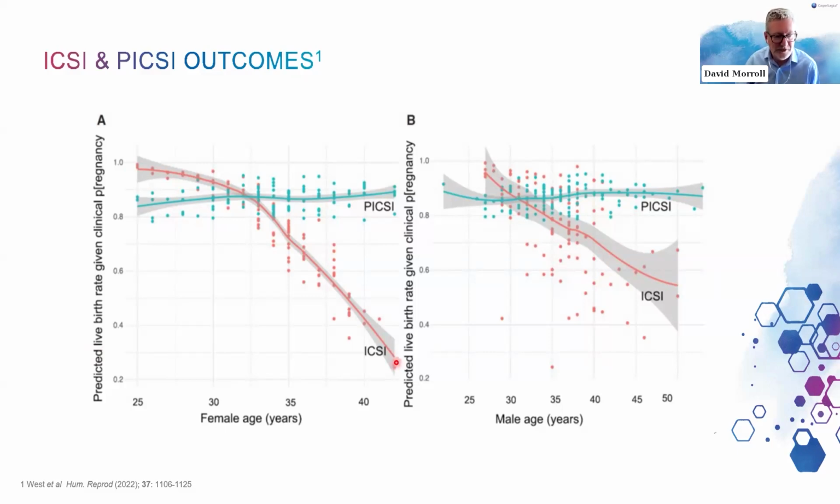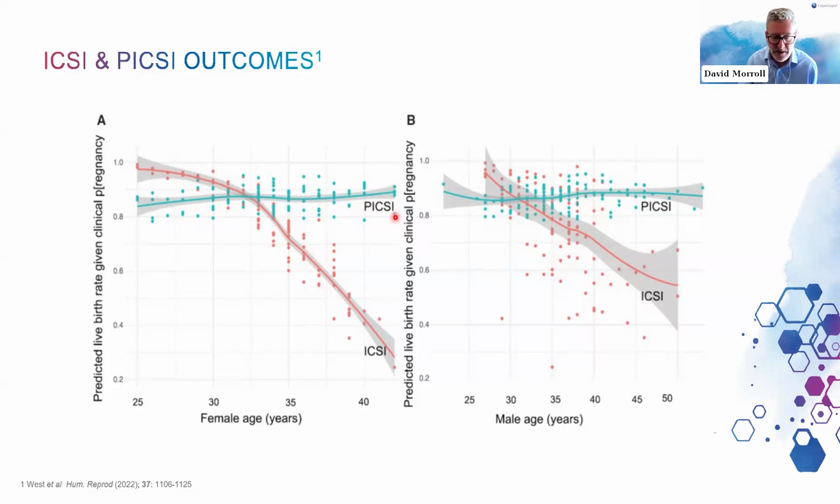But what the West study showed is that if you use hyaluronan selection, so PICSI, in these patients, if they became pregnant, their chances of pregnancy outcome was maintained. You did not get the age-related decrease in predicted live birth rate. So they had the same chance of carrying that pregnancy to term as younger patients.